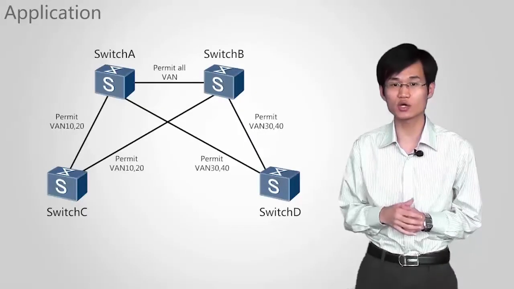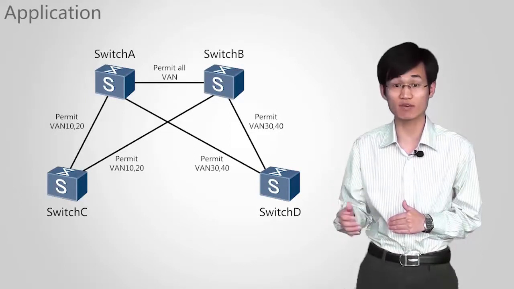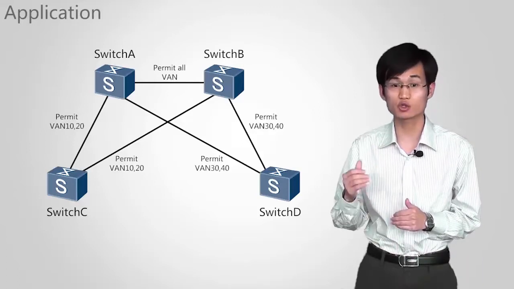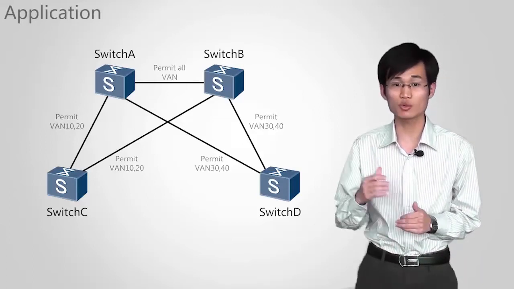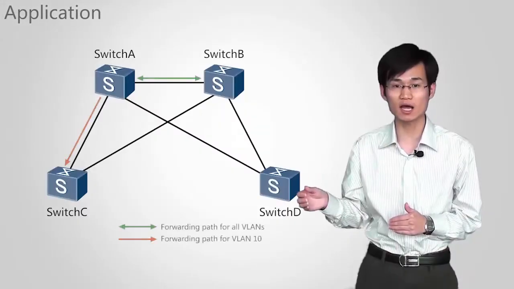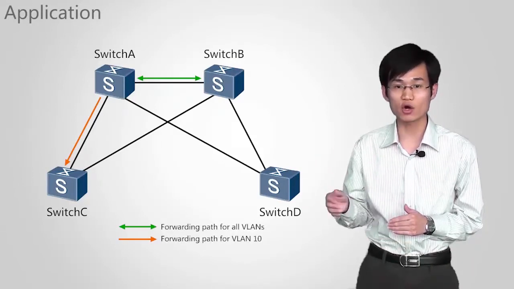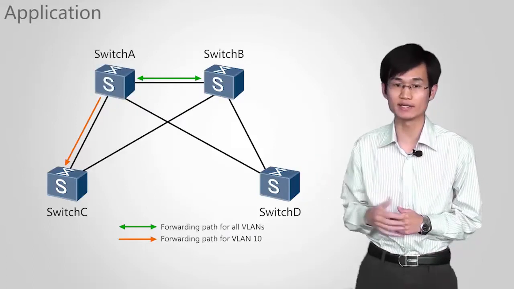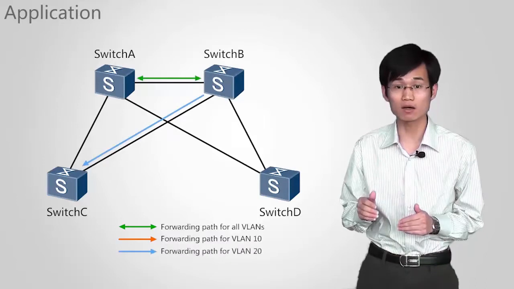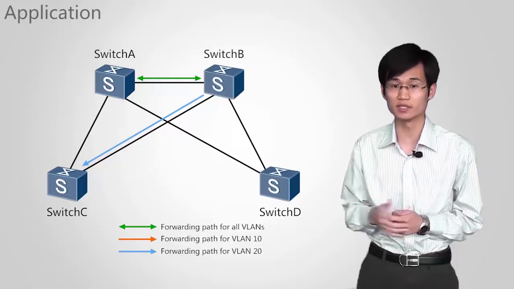Switch A and Switch B are aggregation devices, and Switch C and Switch D are access devices. To load balance traffic on links, configure the switch as follows. All the switches must be in the same MST region. Packets from VLAN 10 are forwarded along MSTI1. The root bridge of MSTI1 is Switch A. Packets from VLAN 20 are forwarded along MSTI2. The root bridge of MSTI2 is Switch B.